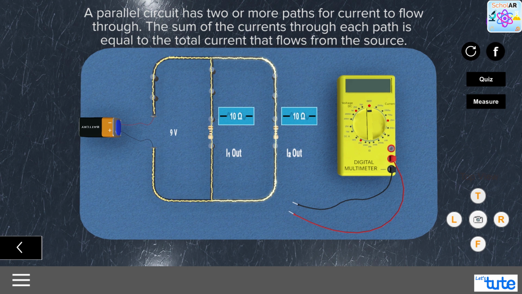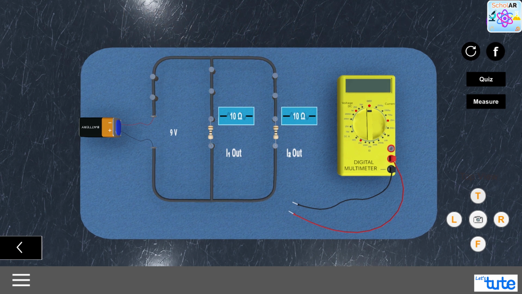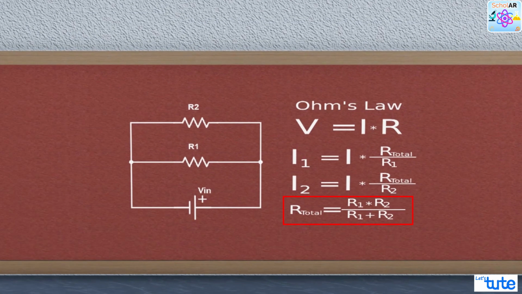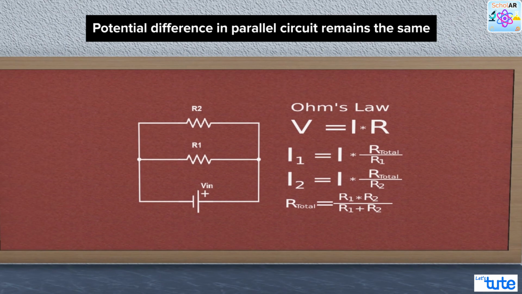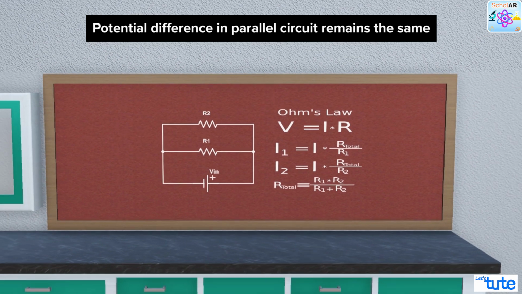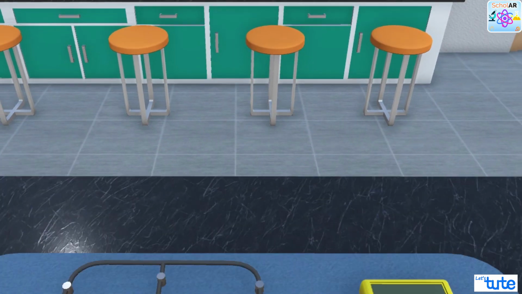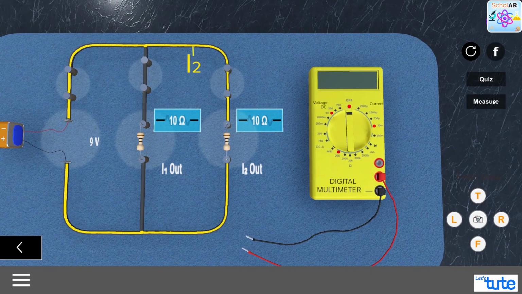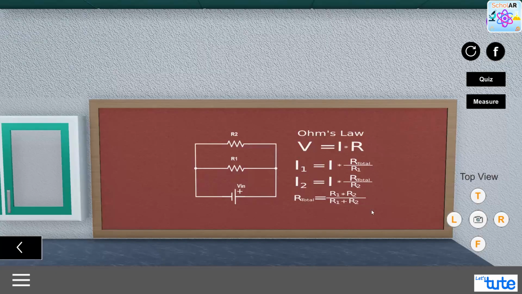what's the total resistance in this circuit? Well, the formula is a little bit complicated. Here it is. Now we know about current and resistance. What about the potential difference? Well, this is the interesting part. The potential difference across both the resistances remains the same. Finally, we still haven't discussed how the current divides and where more current goes. Here's the formula for that.